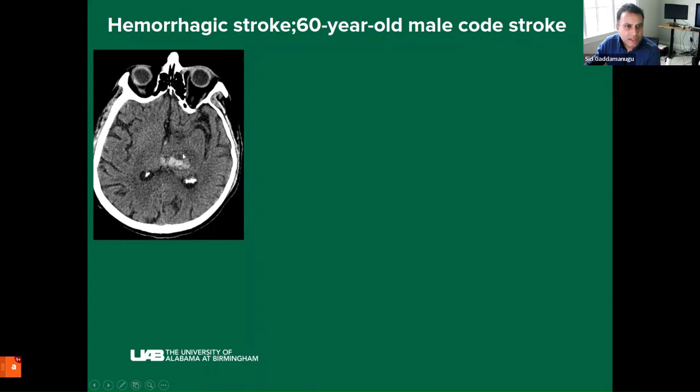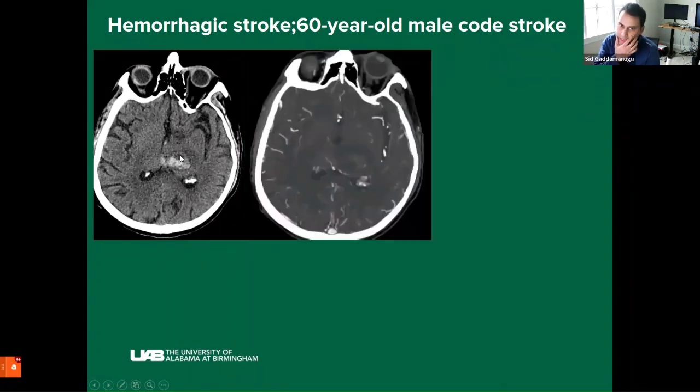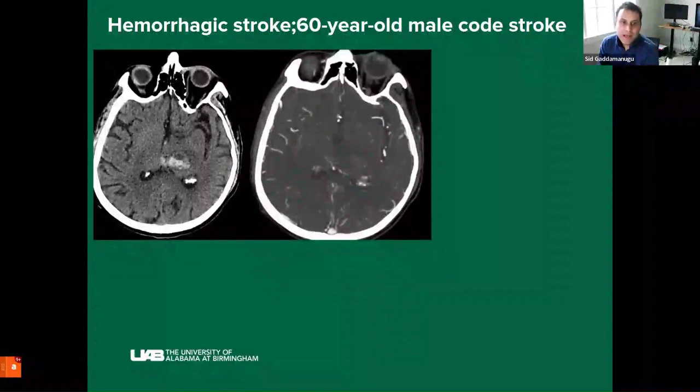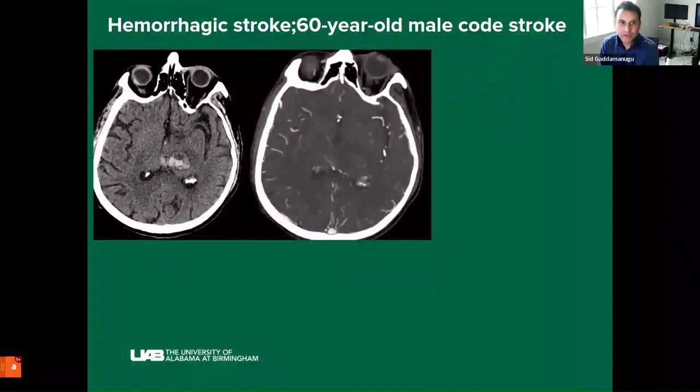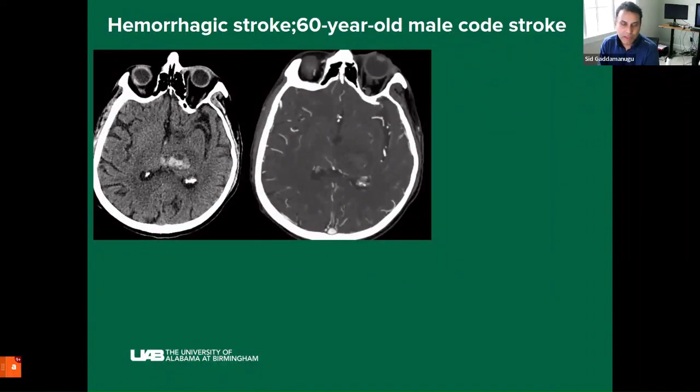It's kind of heterogeneous. It has some hypodensity. Sometimes we call that a swirl sign. And we did a CT angiogram. So remember, the protocol for intracranial hemorrhage is to omit the CT perfusion. So we omit the CT perfusion when patients have intracranial hemorrhage, okay? Because we're not trying to do mechanical thrombectomy, and we also don't give IV thrombolysis.